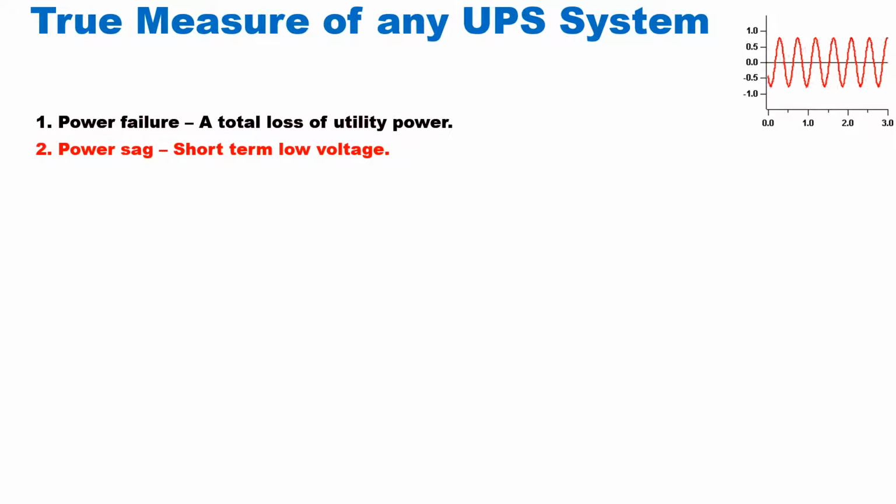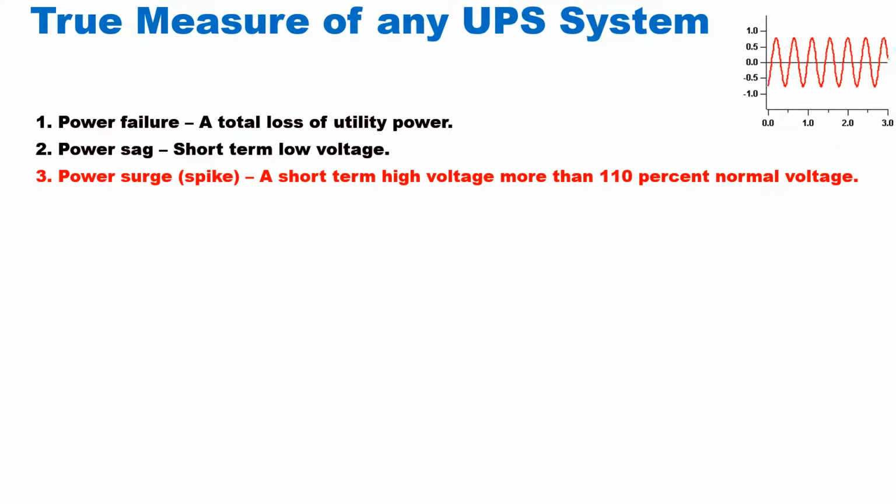Then we have what we call a power surge, also known as a power spike. Again, this is a very short term, high voltage. A power sag was a short term, low voltage. A power surge is a short term, high voltage, and usually you say that's 110% higher than the normal voltage.